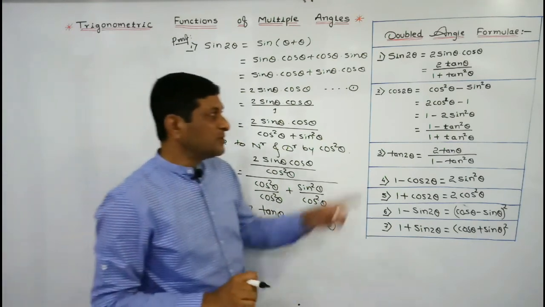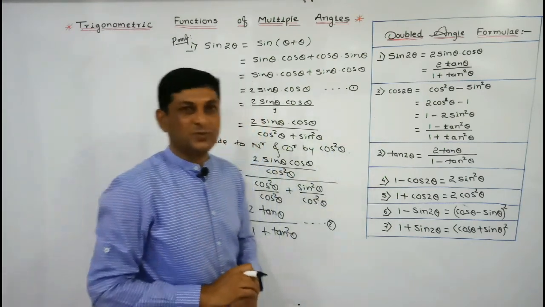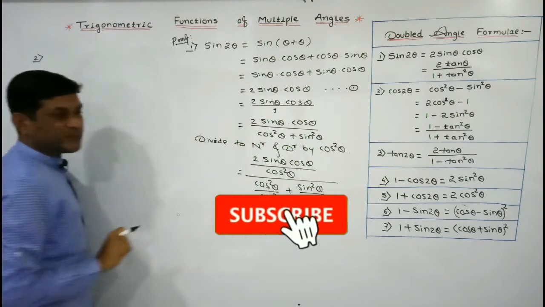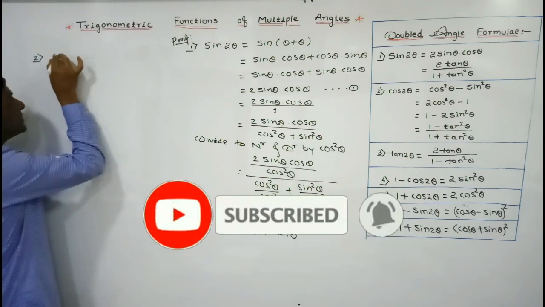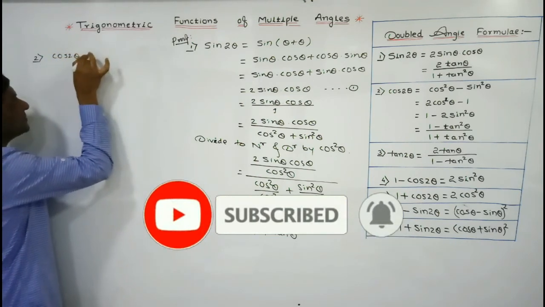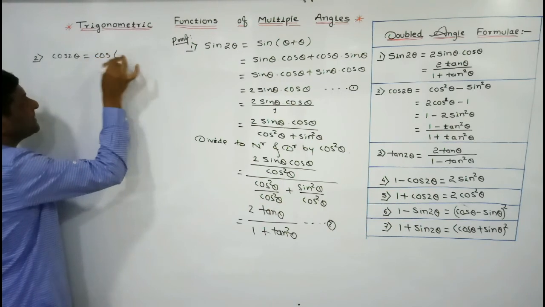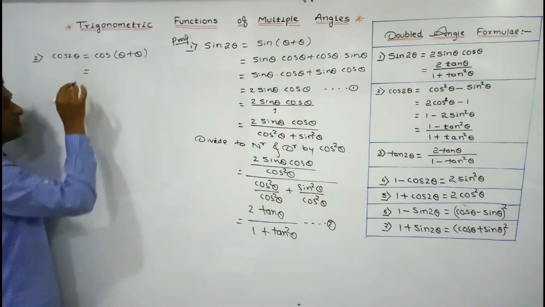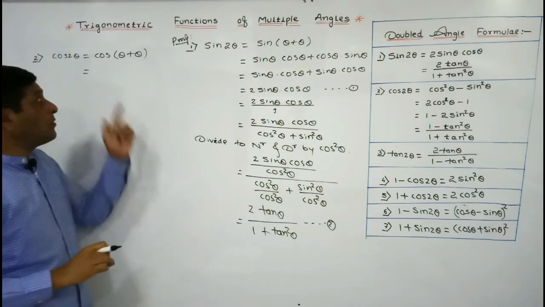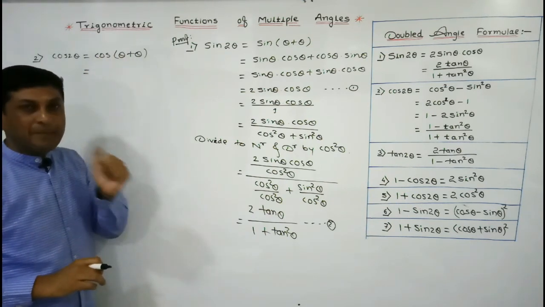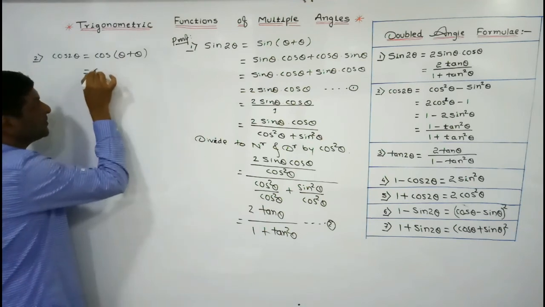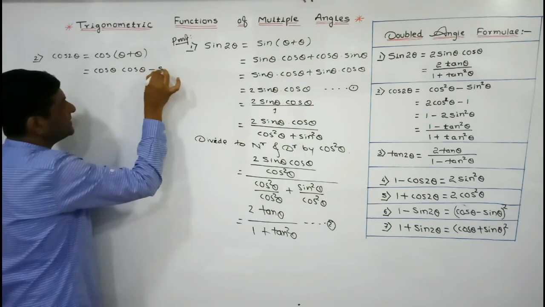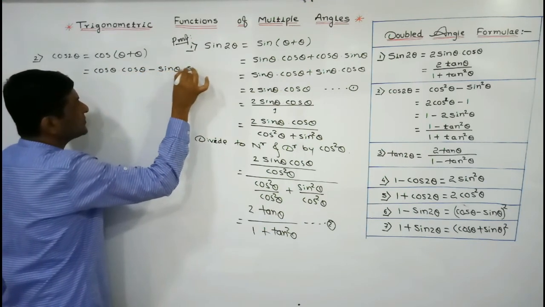Now let us try to prove the formula related with cos 2 theta. So again consider the left hand side. In case of the second formula, what is the left hand side? Cos 2 theta. So again here also we are using the same method. 2 theta can be split up as theta plus theta. So now we have arranged the term in the form of cos A plus B. So apply the formula of cos A plus B. What is the formula of cos A plus B? Cos A into cos B minus sin A into sin B.